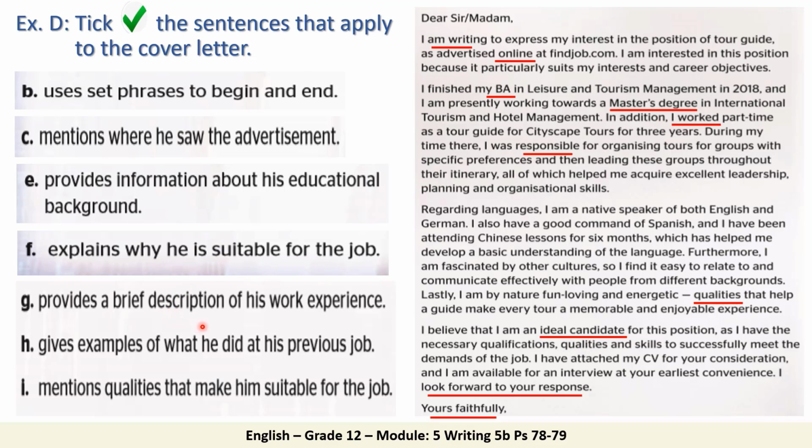He provides a brief description of his work experience right here. "I worked part-time as a tour guide," etc. He gives an example of what he did at his previous job. He says, "I was responsible for doing so and so," and he mentions his qualities right here. He is fun-loving and energetic, etc. Right?